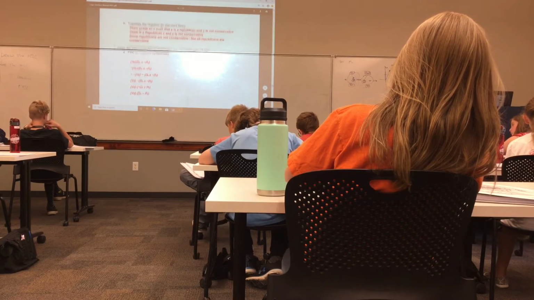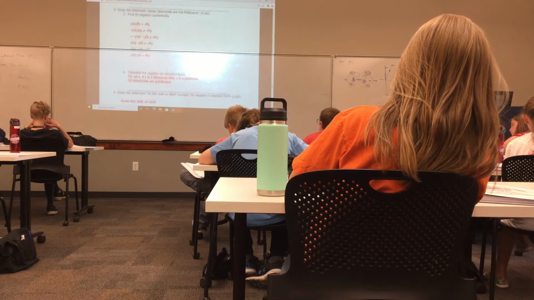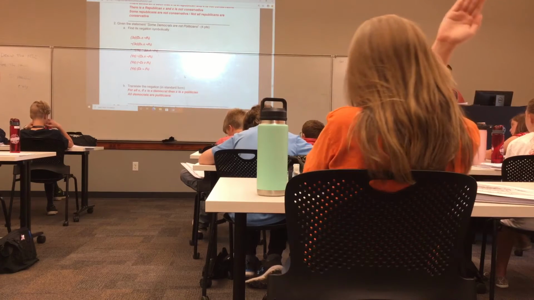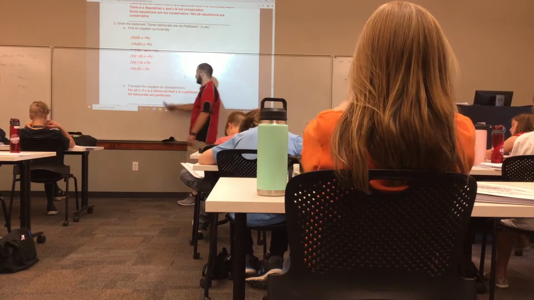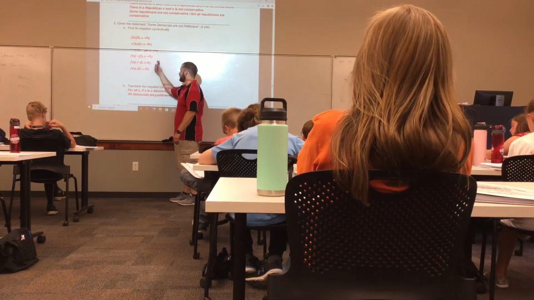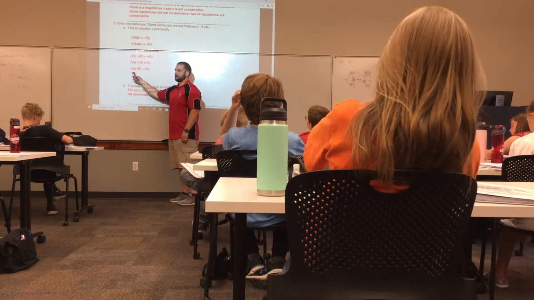Okay, 2b. Here are some other ways to write 2b. For all x, if x is a Democrat, then x is a politician. All Democrats are politicians. These are how you write the negation of this statement.